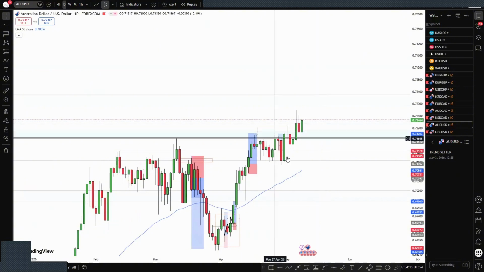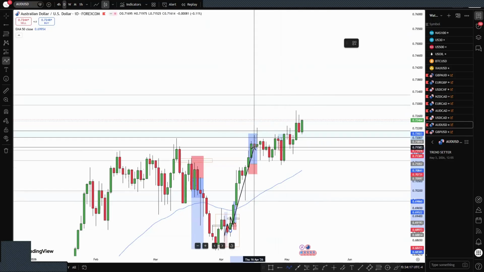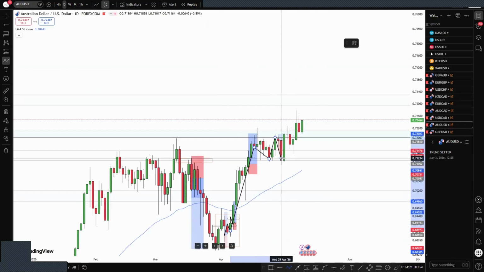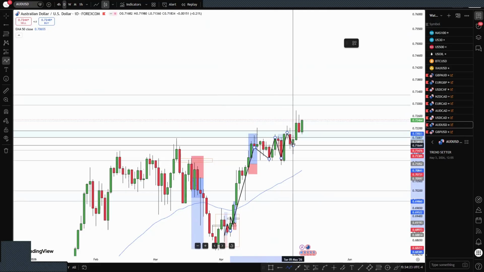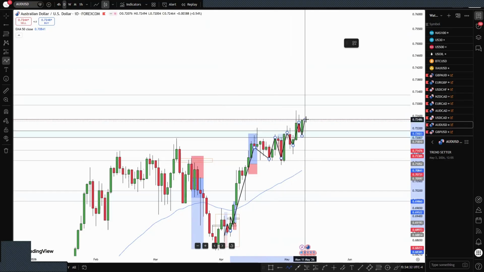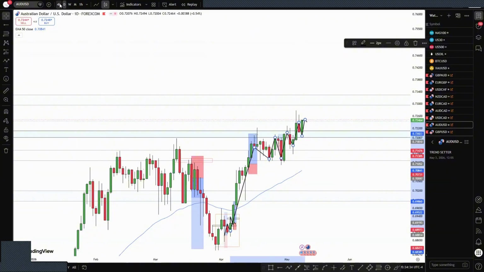AUDUSD. You can see also the same thing. Price has been bullish, making higher lows and higher highs, higher lows, higher high, higher low, higher high. It retested it after breaking this previous high and gave you an engulfing candle. That's very clean.